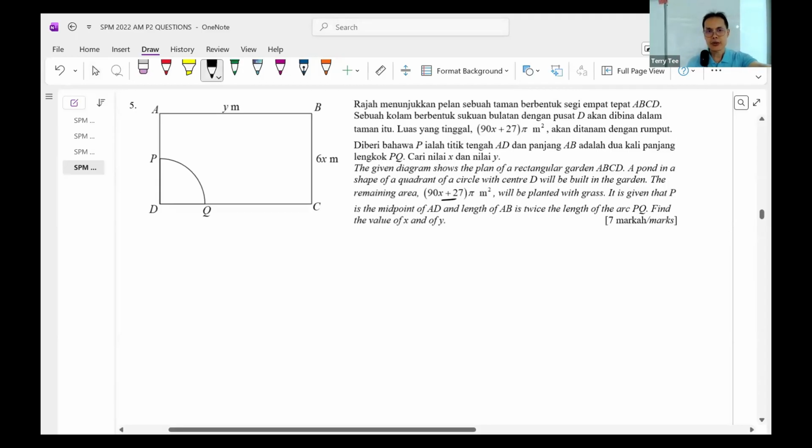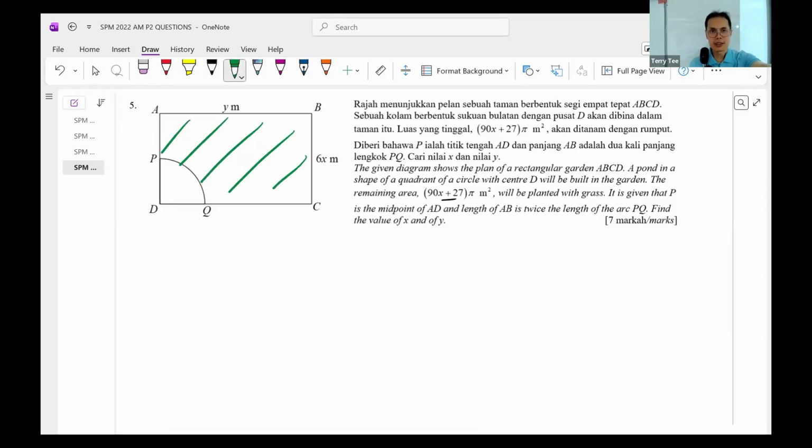Given that P is a midpoint, and the length of AB is twice the length of arc PQ, find the value of x and y. Okay, now we can form two equations. The first equation is the remaining area planted with grass. This is the area planted with grass, and this is the pond, water. So we take the rectangle minus the quarter of a circle.